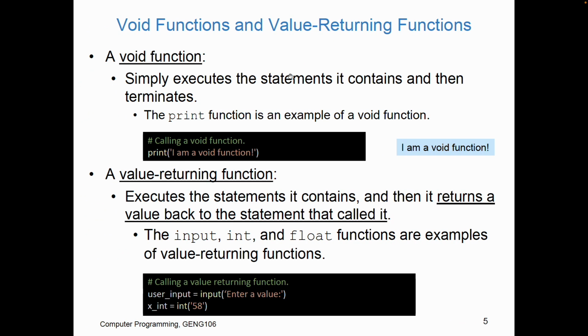But the other type is the value returning function, which is like this input function, for instance. It does some action, like it gets the input from the user, and also it returns a value to us so that we can use it in our following program. Also the int function does some action. It takes a string and then converts it to an integer, and then it returns it. So that's why it's meaningful to say that x_int is equal to int of 58. So these are the two types of functions.